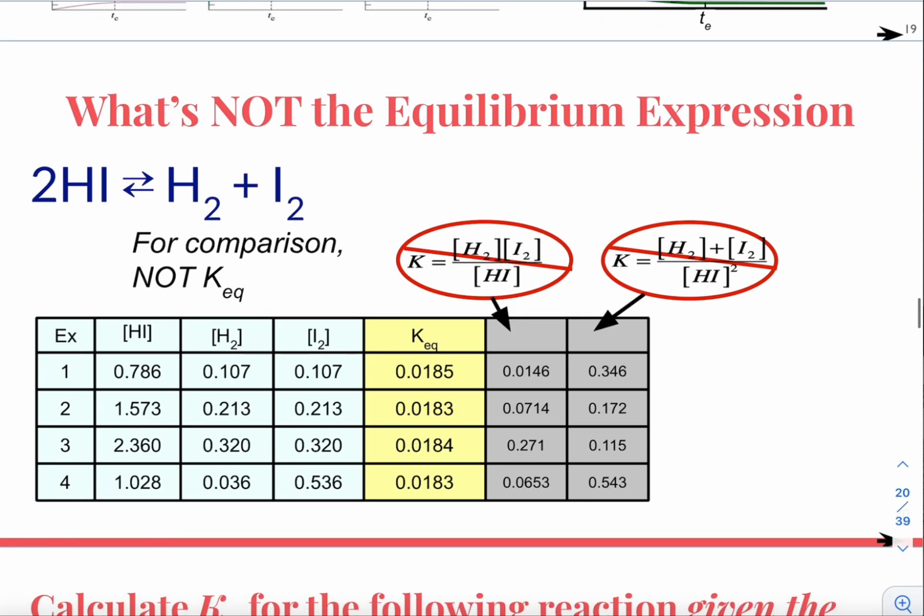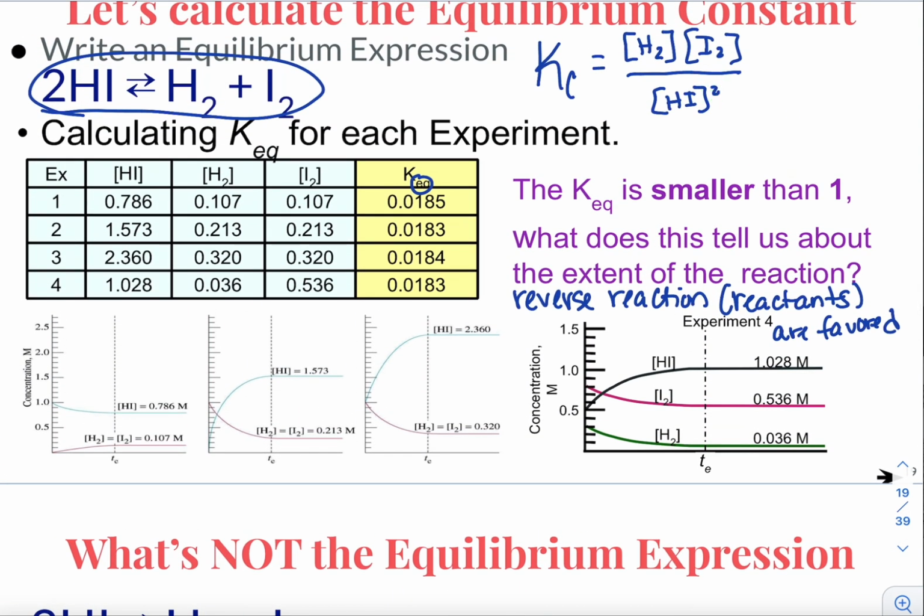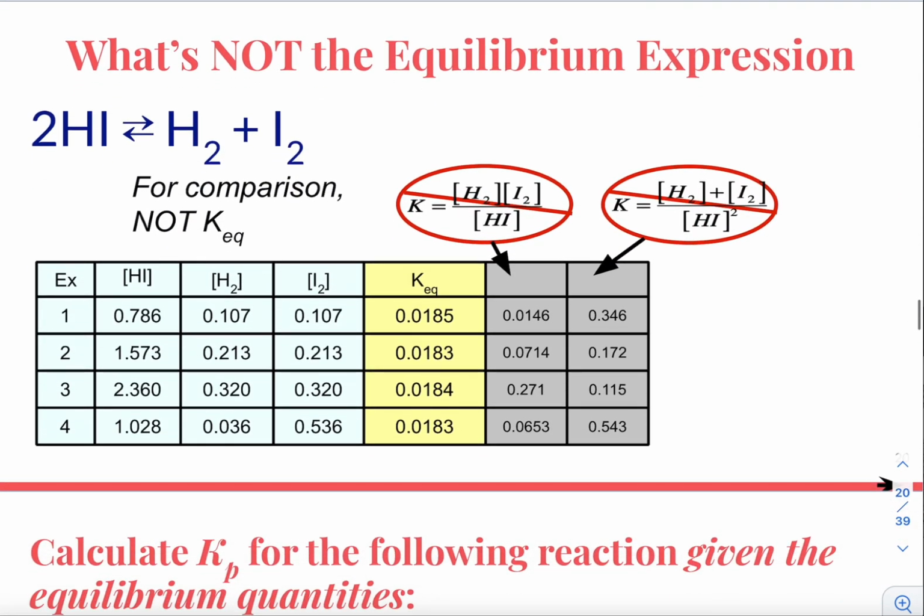All right, so this is just a slide to show you what you cannot do. Here I used some common mistakes on K expressions. Here we forgot the exponent on HI. We didn't change the coefficient to an exponent. So here, that's what that is.